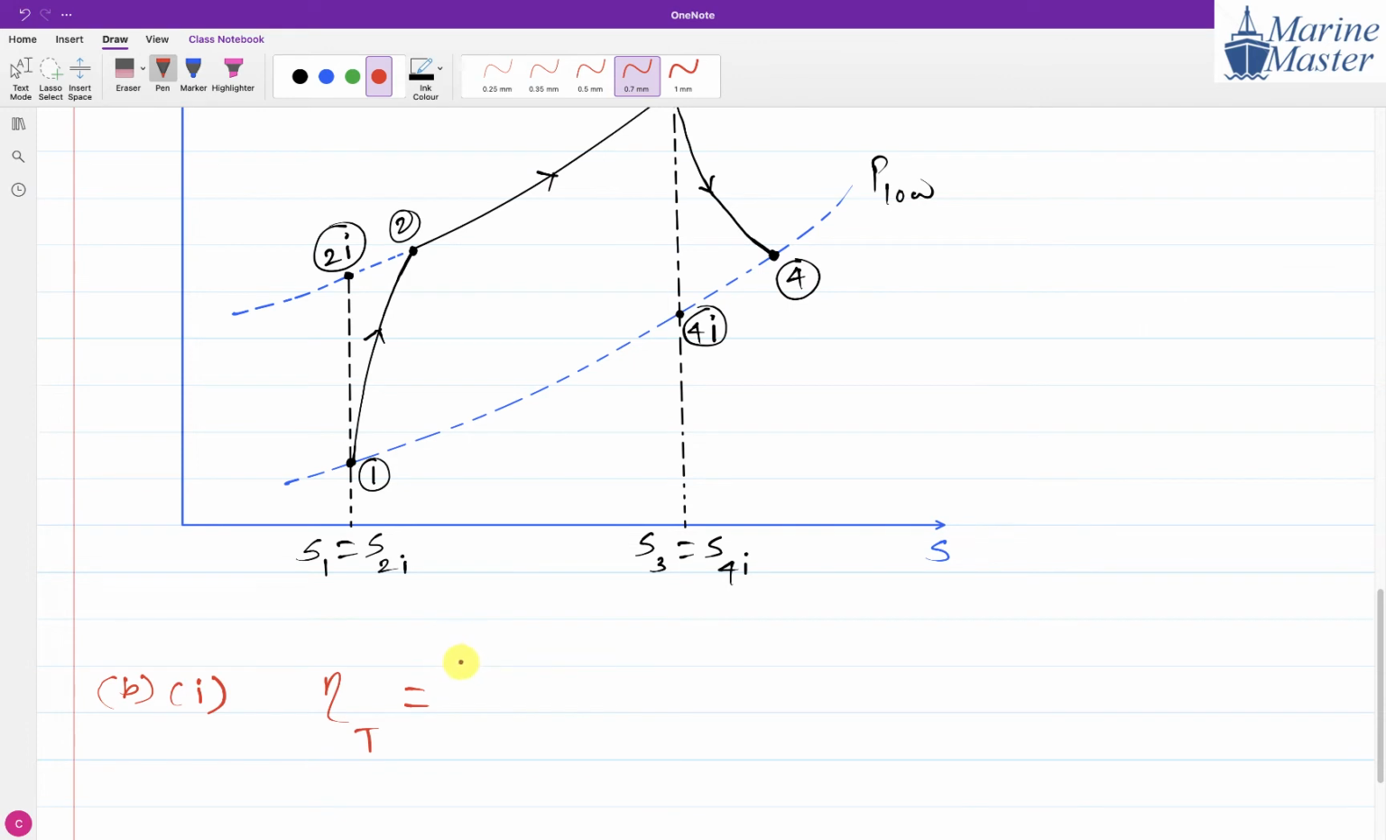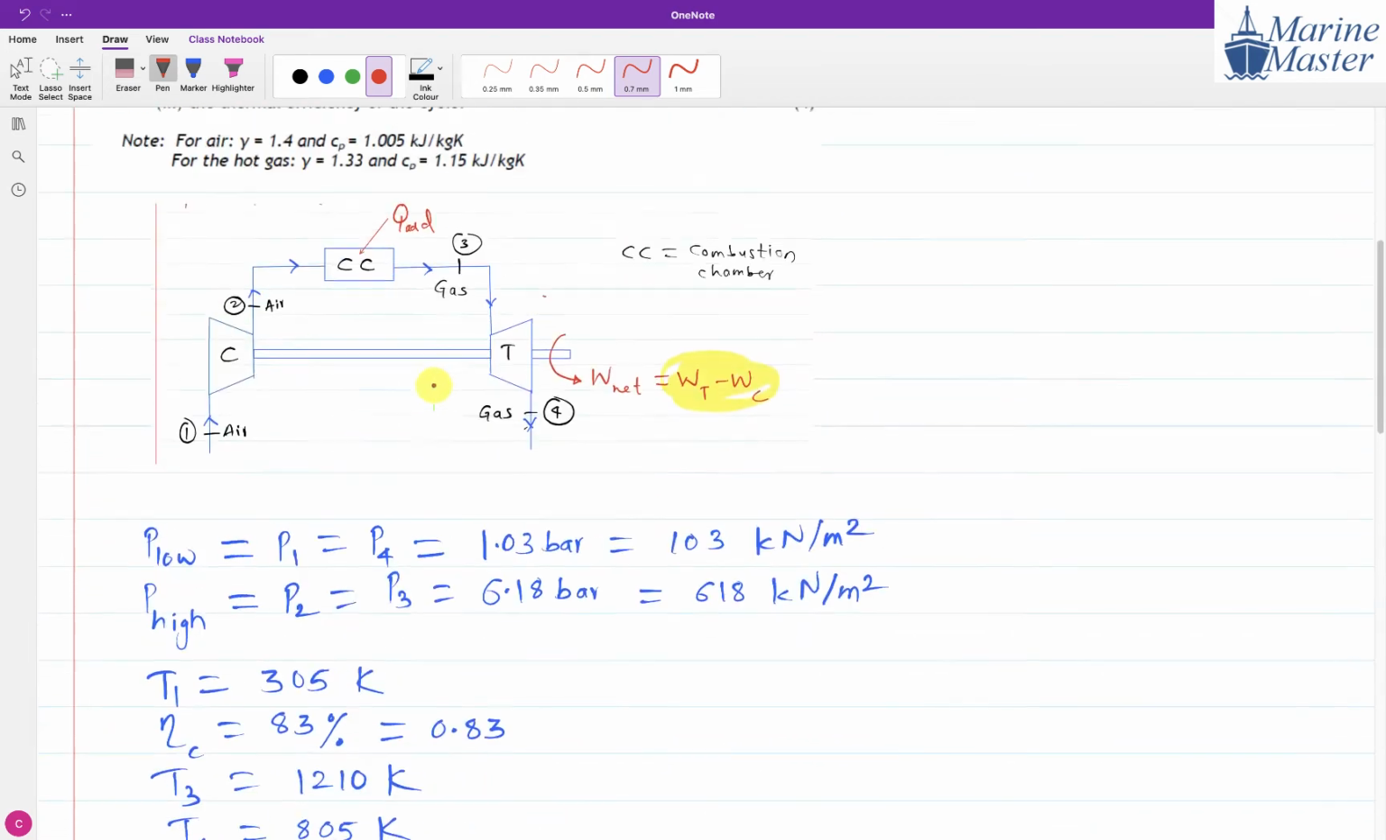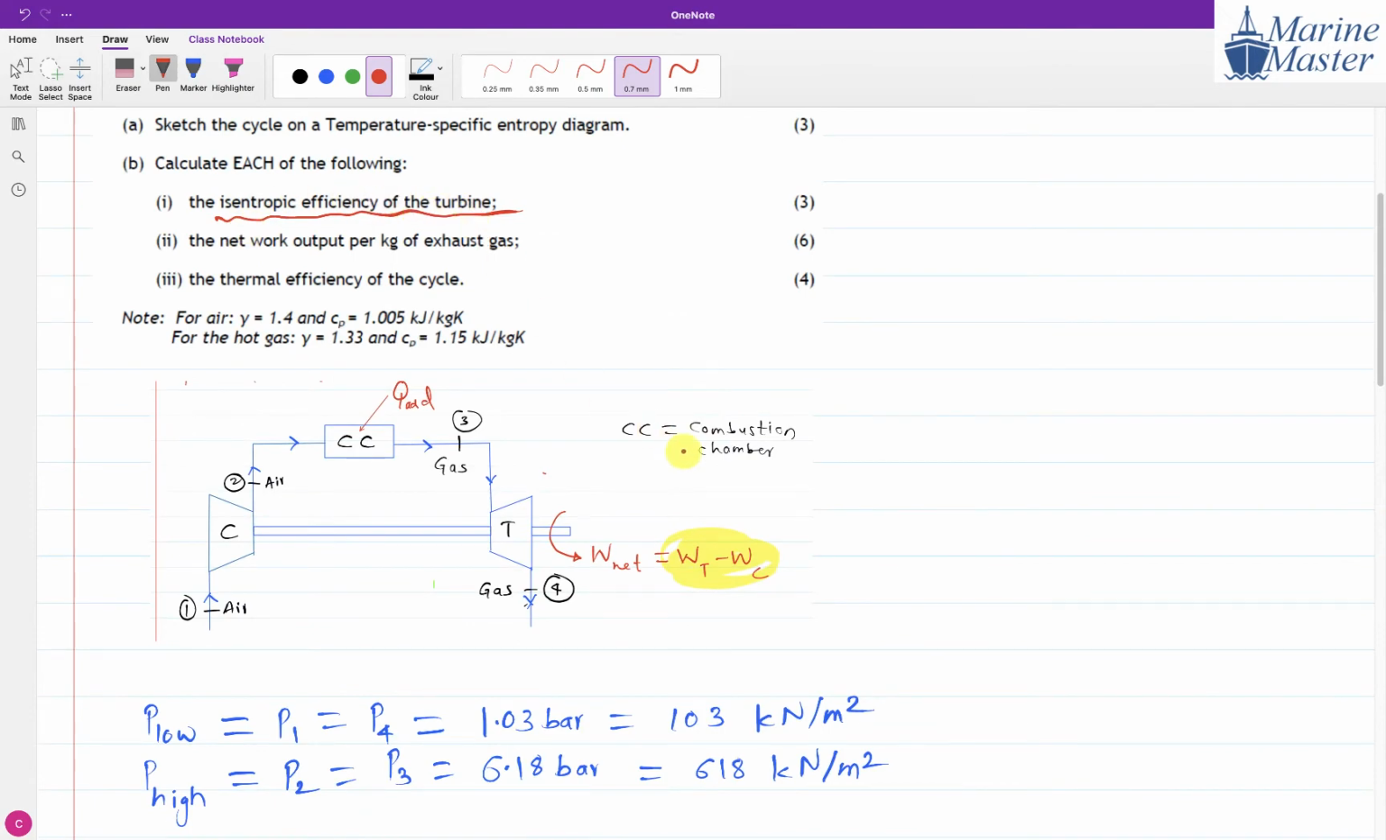Just go through your theory. We have seen that relation. T3 minus T4 divided by what? T3 minus T4i. So this is the relation for the isentropic efficiency of the turbine. That is our target in B's first part.